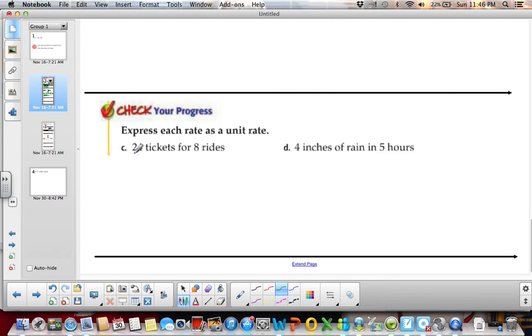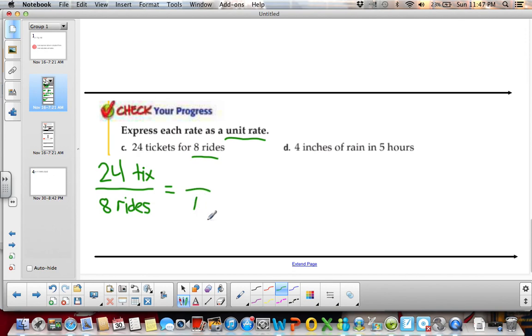So let's do another one together. 24 tickets for 8 rides. So I'm going to use my labels because it's really important to use labels. I have 24 tickets per, or for, 8 rides. So for 8 rides, we need 24 tickets. We want to know what the unit rate is. The unit rate tells us, well, how much would it be for 1 ride?